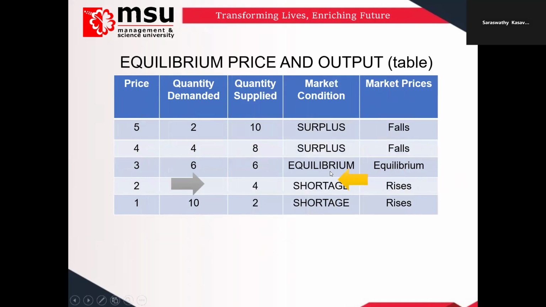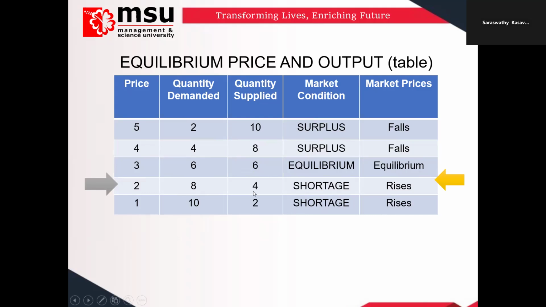If you see this schedule, please remember, the market always wants to achieve the equilibrium price and equilibrium quantity. Here, the 3 ringgit is the equilibrium price. Why? Because the quantity demanded is equal to the quantity supplied.